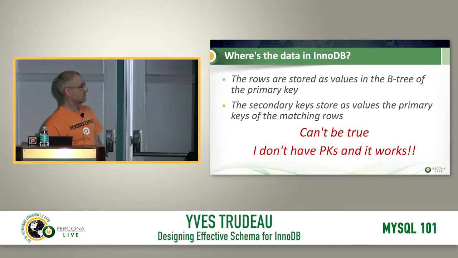But how come some people have no primary keys and it works? Because if you don't define a primary key or a unique key on a not nullable column or columns, InnoDB uses a hidden one. So it's really not great, so try to avoid that as much as possible. But it's inserting a primary key for you, even though you cannot use it directly.